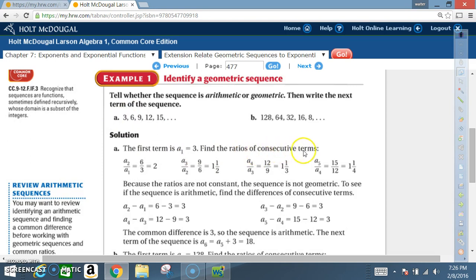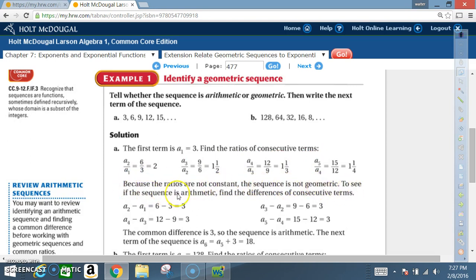Find the ratios of consecutive terms. So when we do the ratios, we say a2 over a1, 6 over 3. Then we do a3 over a2, excuse me, so that's the third term over the second term. Then we do the fourth term over the third term, and then the fifth term over the fourth term. Because the ratios are not constant, the sequence is not geometric.